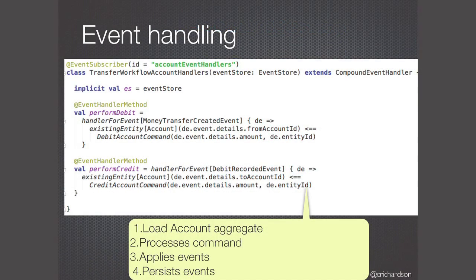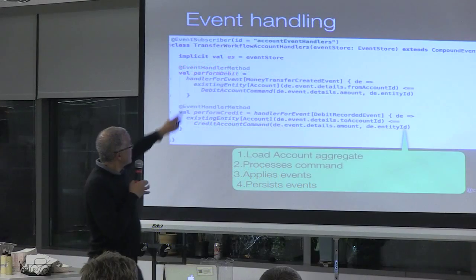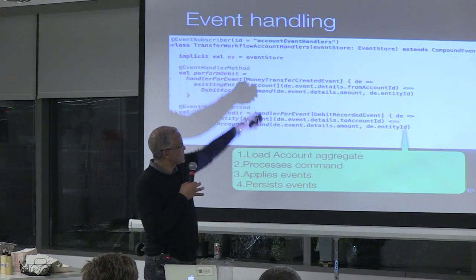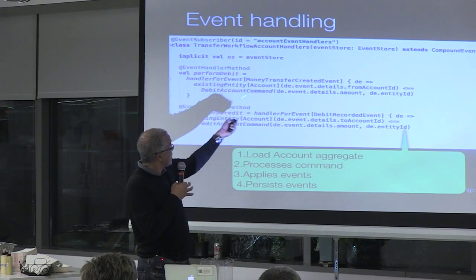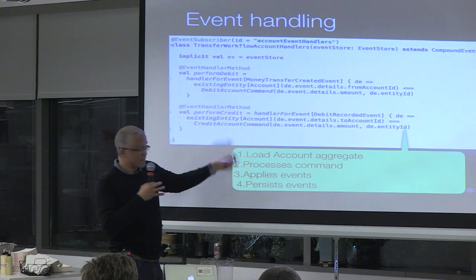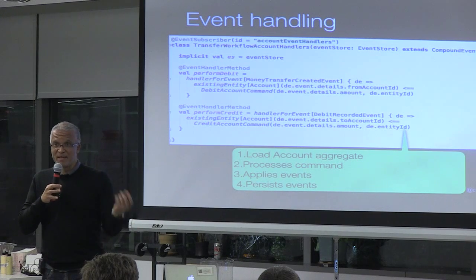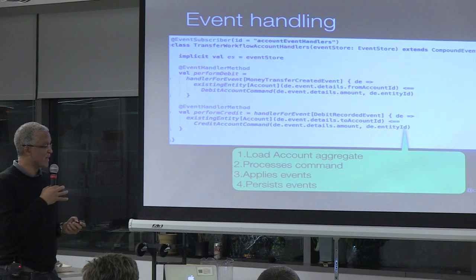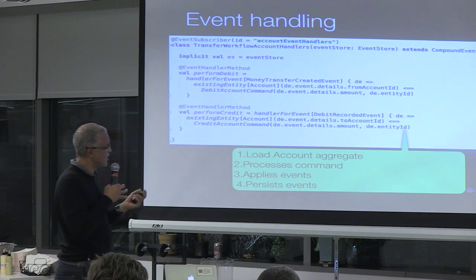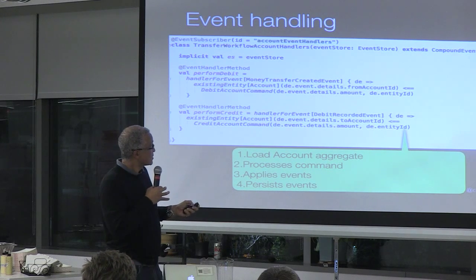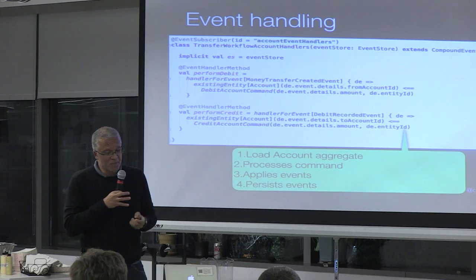And likewise, the code that subscribes to events being generated by other aggregates also uses a DSL. So it's like a handler for this kind of event. In this case, it's updating an existing entity whose ID is this by processing that command. Under the covers, it's loading the aggregate from the event store, processing the command, applying the events, and then persisting the new events back into the event store. And that's all hidden behind the less-than-equals thing. I found that's actually worked quite nicely.